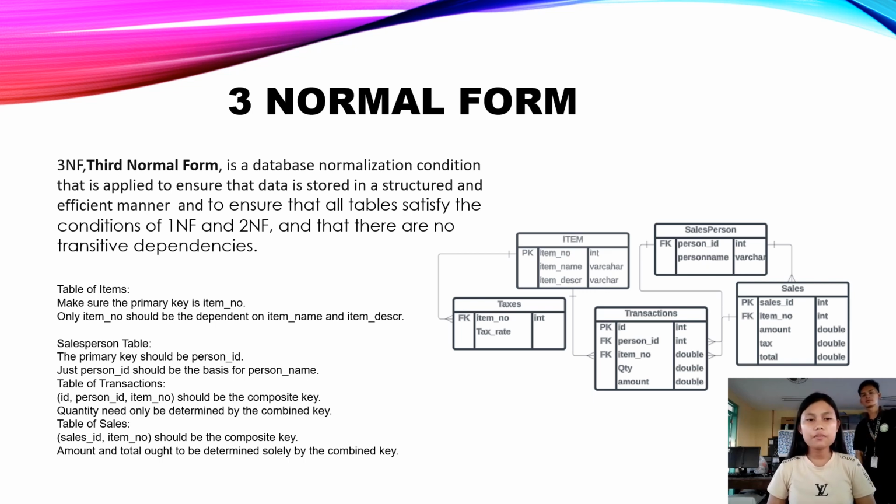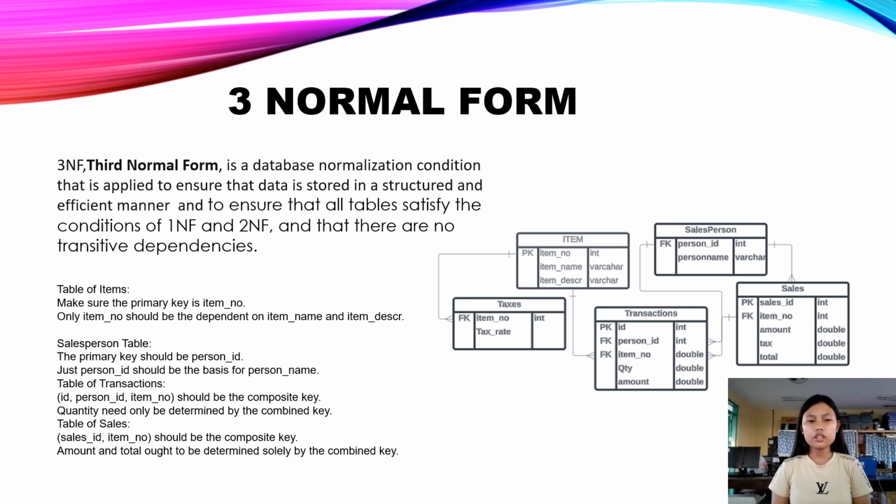Table of items: make sure that the primary key is item number. Only item number should determine item name and the item description. Salesperson table: the primary key should be person ID. Just person ID should be the basis of the person name.